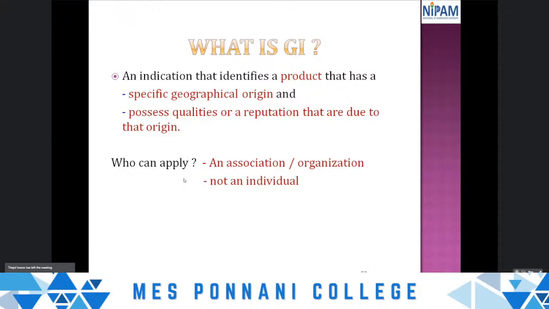Often in the news, you might have seen that a particular product has been given a GI tag. Recently, just 2-3 days back, there was news that the tribes of Odisha, Mayurbhanj district to be specific, make a chutney using ants. They are trying to get a GI registration for that particular dish. There are different categories of products that can get a GI tag, and we will see all that in the next slide.